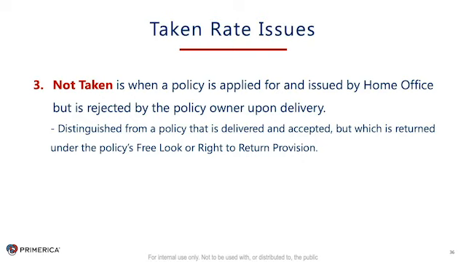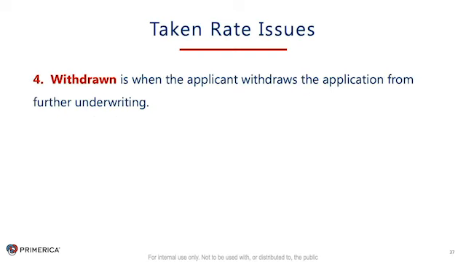The last one is called a withdrawn, and a withdrawn is when, before we could even make a decision, the applicant told you or told home office, hey, I don't want this anymore. Please stop everything, send me my money back. I'm done and I want to withdraw my application. So those are the 4 reasons: closed incomplete, declined, not taken, and withdrawn. Those are the definitions.